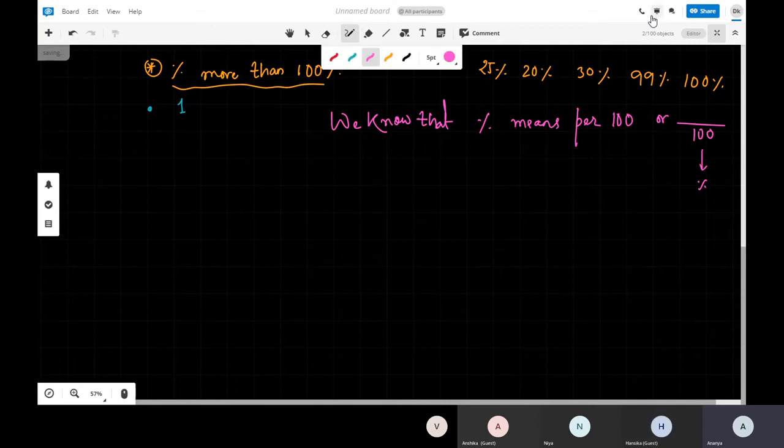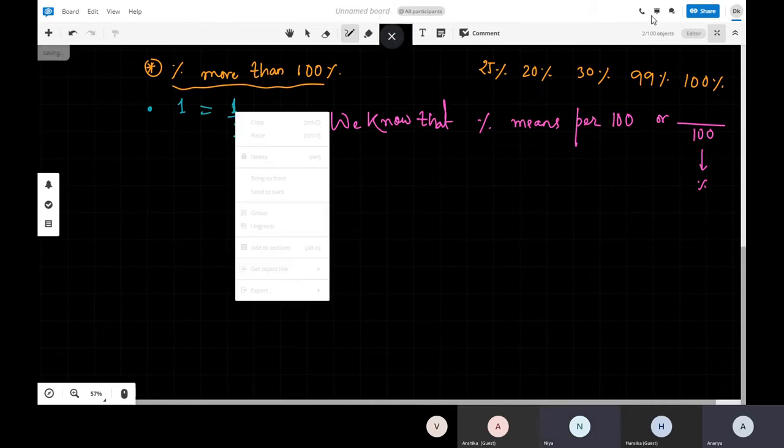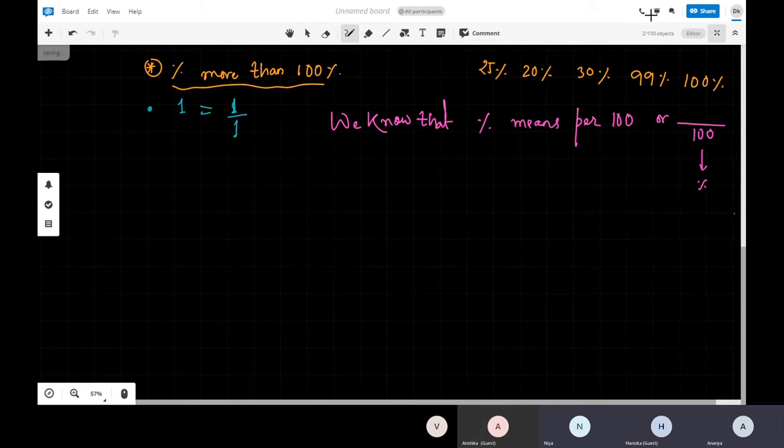So we have the number 1. Do you agree with me that we can write 1 as 1 over 1? It's the same thing, correct? Yes. What we have done is made a representation with a numerator and a denominator. Now we know that we have to make the denominator 100. How can we do that? We multiply the denominator by 100. But we can't multiply only the denominator by 100, right? We multiply both, okay, that's great.